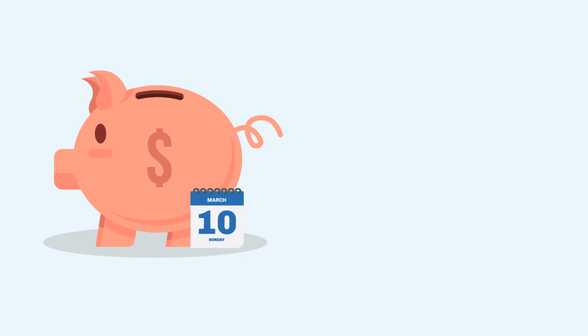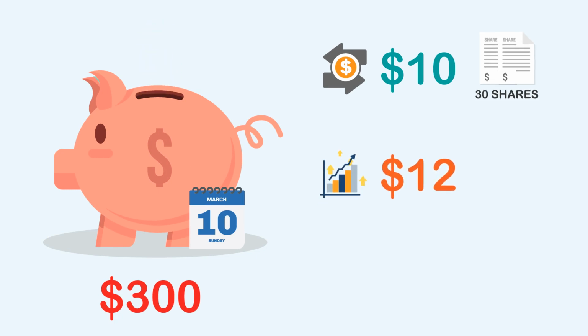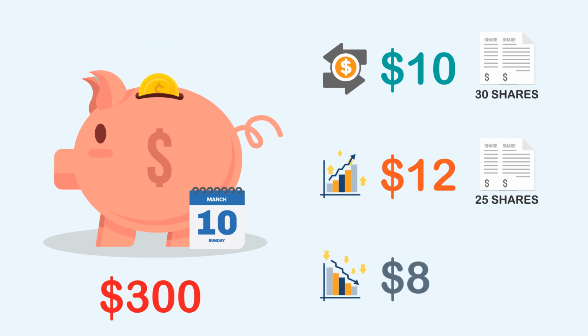You can instead invest a steady amount, say $300 every month. If the stock trades at $10 one month, you'll buy 30 shares. If it later goes up to $12, you'll end up with 25 shares that month. And if the price falls to $8 another month, you'll accumulate 37 shares.